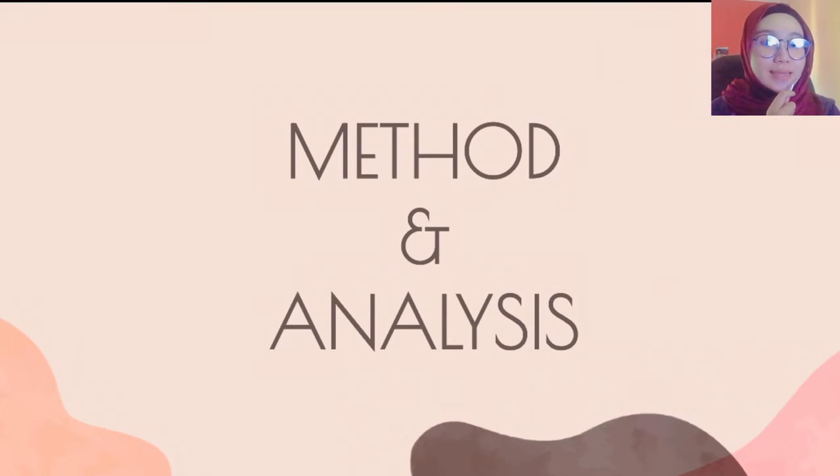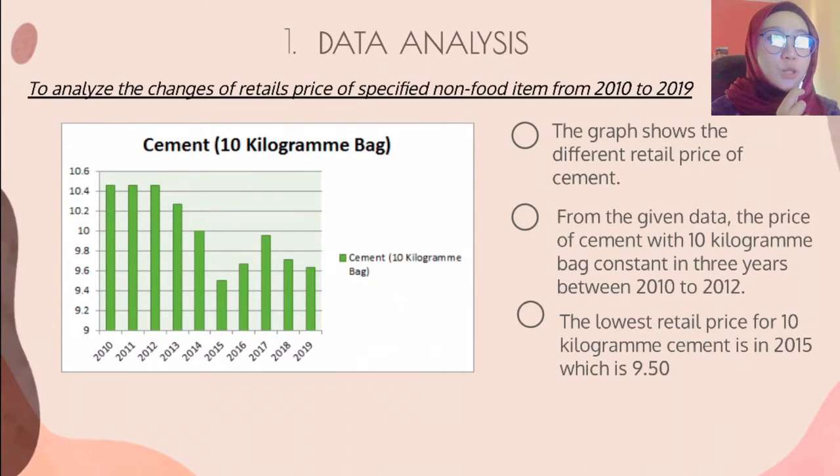Next, we move to method and analysis. First, to analyze the changes of retail price of specific non-food items from 2010 until 2019. The graph shows the different retail price of cement. From the given data, the price of cement with 10 kg bag was constant for 3 years between 2010 to 2012. The lowest retail price for 10 kg cement is in 2015, which is 9.50.